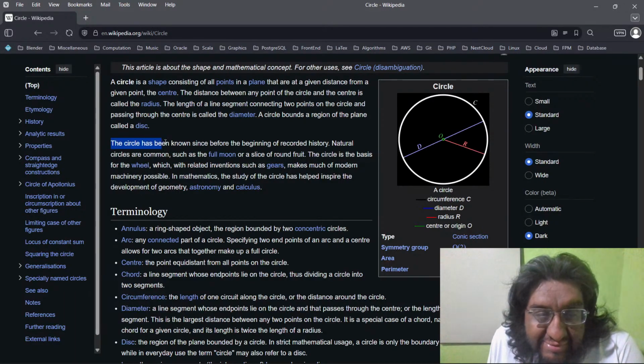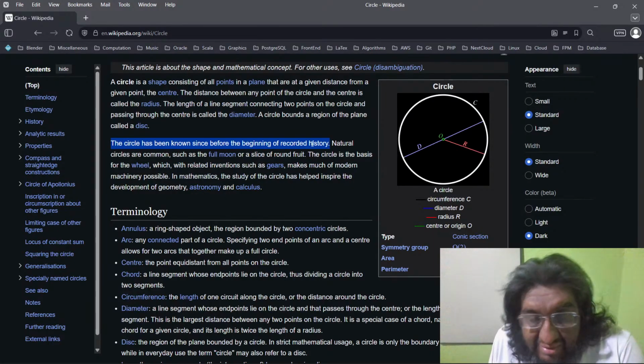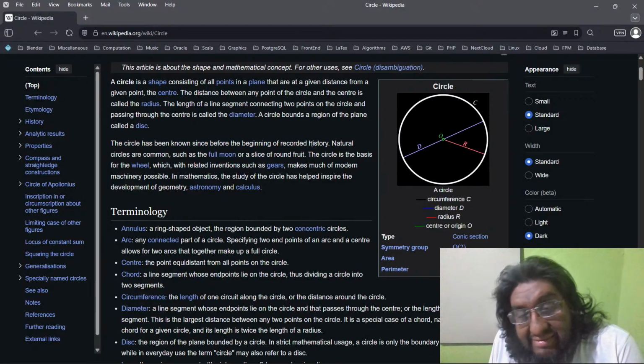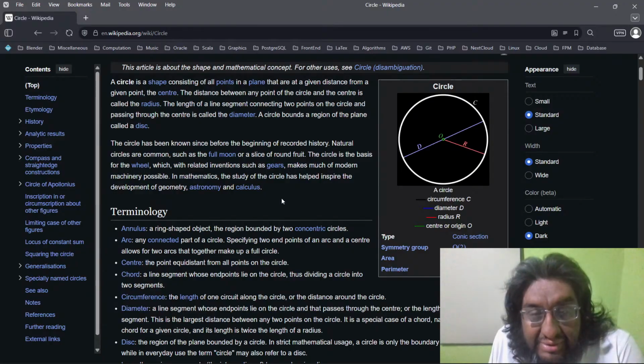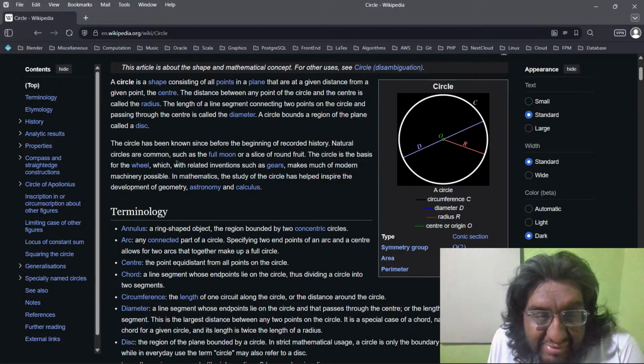The circle has been known since before the beginning of recorded history. Imagine this, and still thousands of years later we are using the same concept, which is great. Natural circles are common, such as the full moon or a slice of a round fruit.